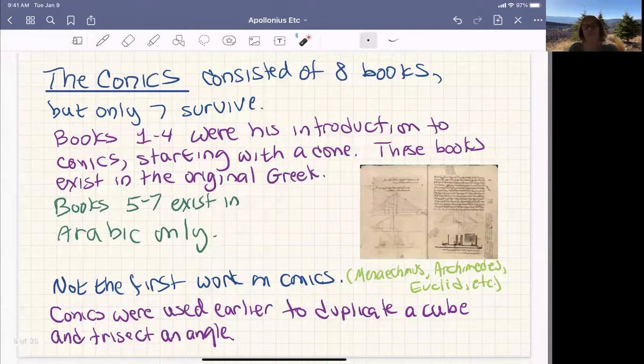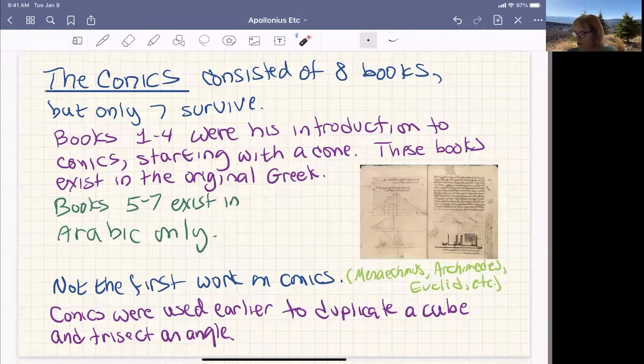His work on the conics consisted of a total of 8 books. So again, we know that there were 8 books because of ancient writers, but only 7 of these books survive. So books 1 through 4 were his introduction to the conics, and he starts with a cone. So basically he constructs a conic by literally cutting through a cone. Now, these first 4 books exist in the original Greek.